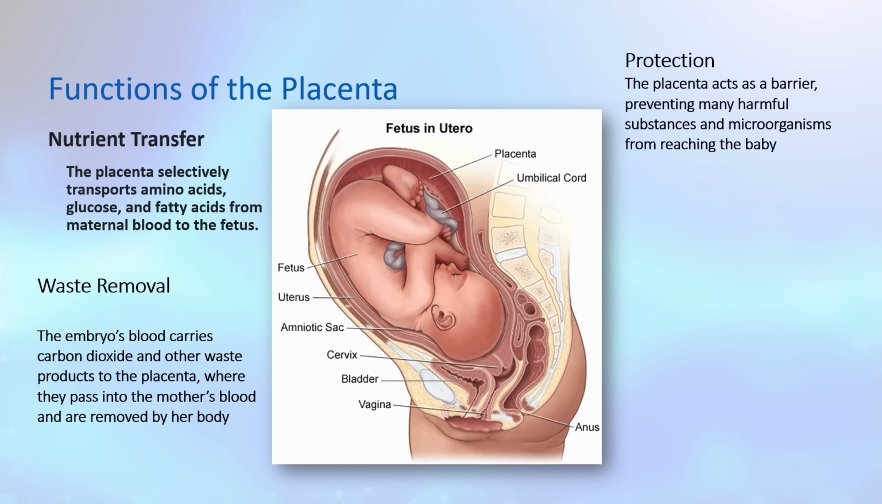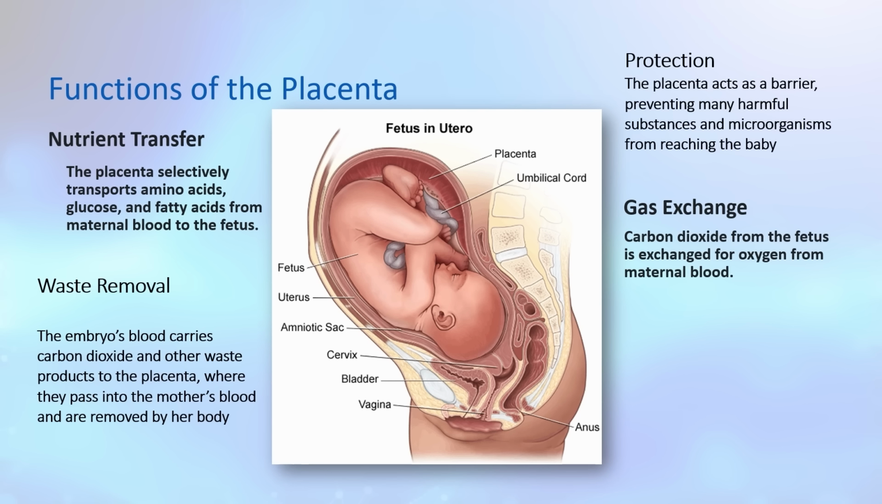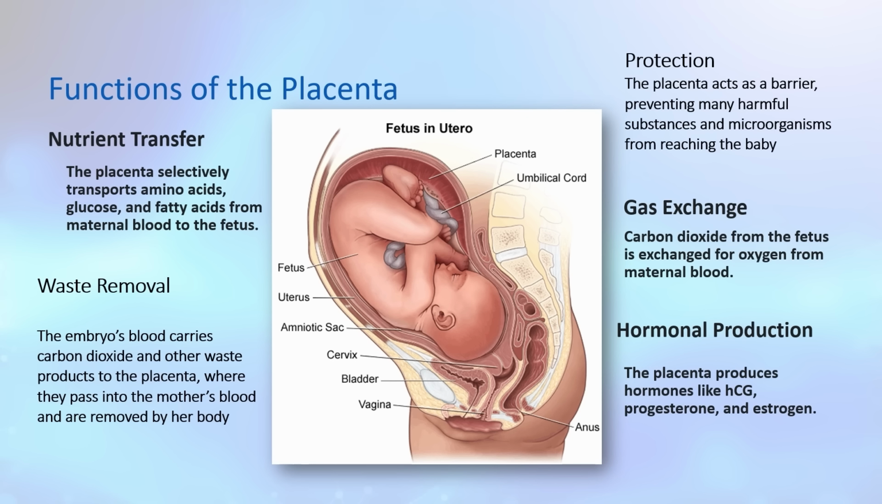It is useful for protection. The placenta acts as a barrier, preventing many harmful substances and microorganisms from reaching the baby. It is useful for gas exchange. Carbon dioxide from the fetus is exchanged for oxygen from the maternal blood. It is useful for hormonal production. The placenta produces hormones like HCG, progesterone, and estrogen.